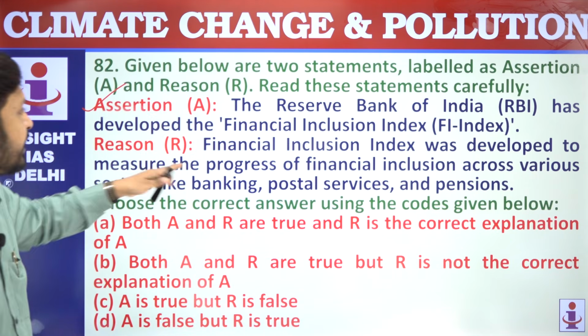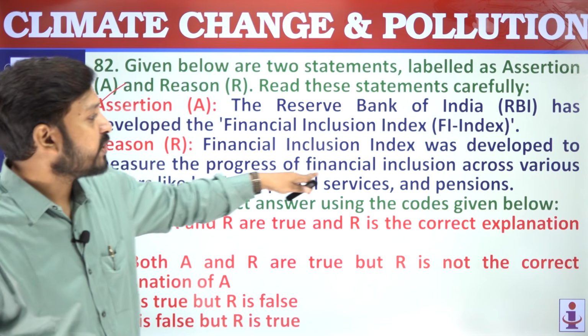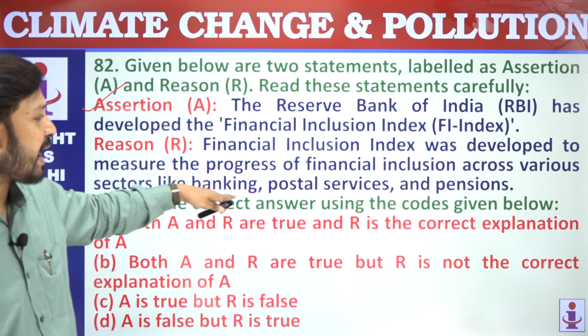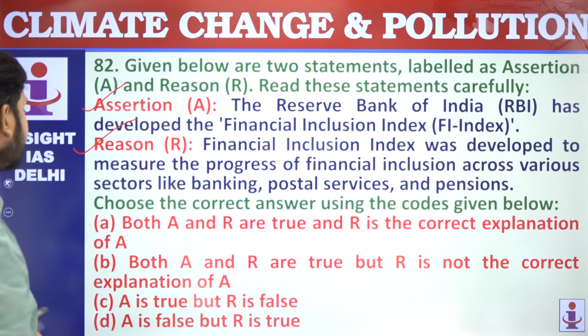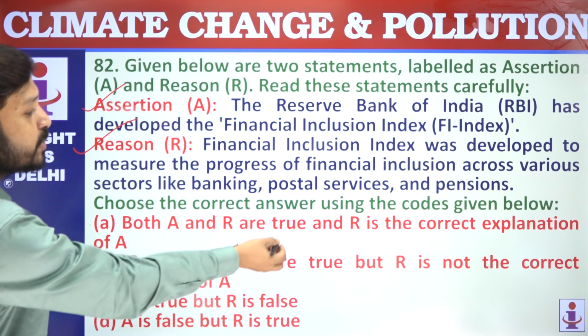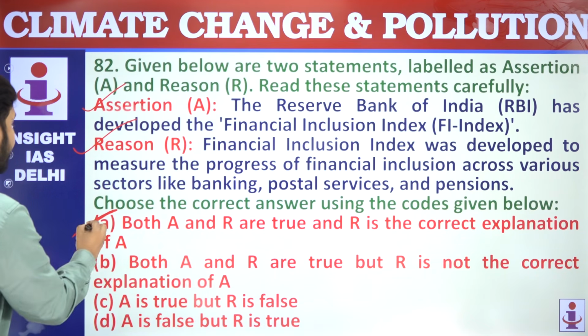Okay, so let's read. The Financial Inclusion Index was developed to ensure the progress of financial inclusion across various sectors like banking, postal service and pension. Yes, this is the right statement, and both are explaining each other. So both A and R are true statements, and R is the correct explanation of A. Okay, so the answer will be option A.